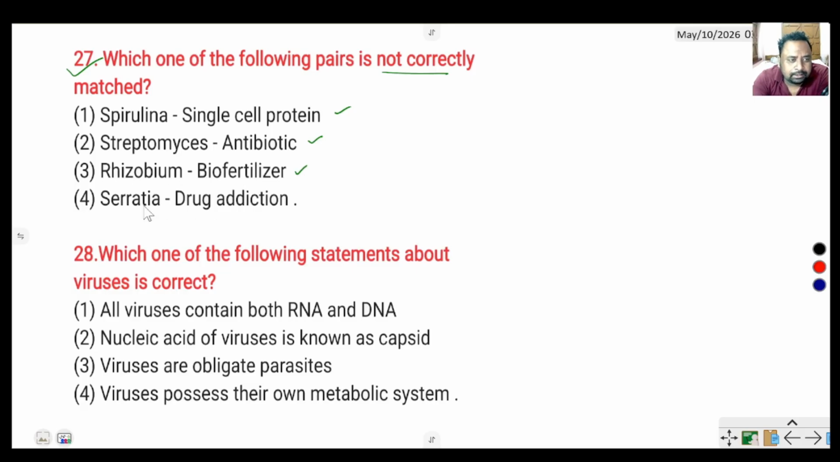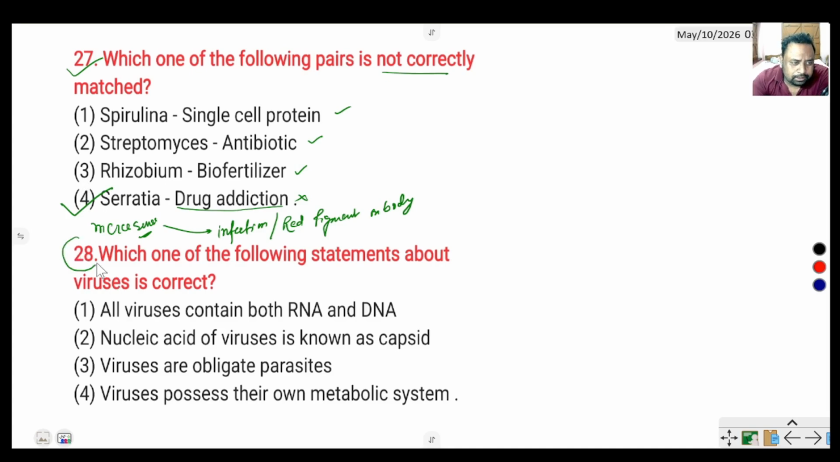The wrong answer is Serratia, drug addiction, because Serratia marcescens is an organism that causes infection or red pigment on the body. It is not related to drug addiction. So the wrong answer is 4.